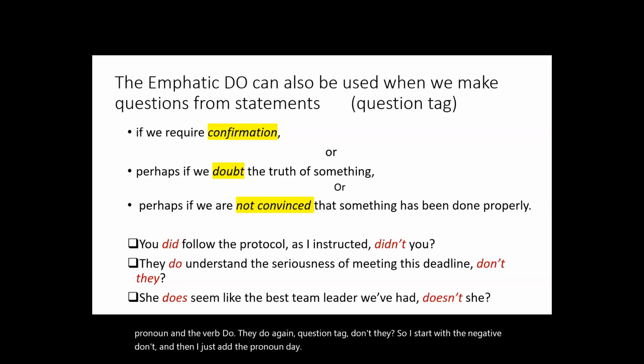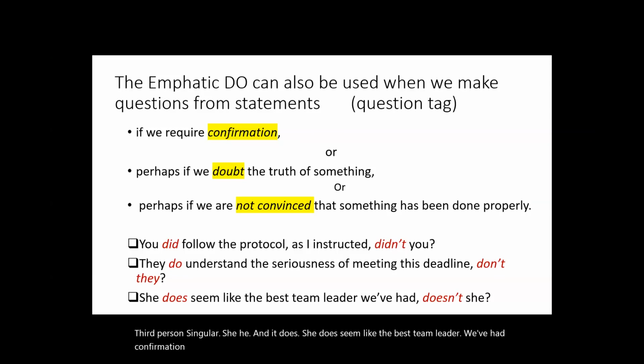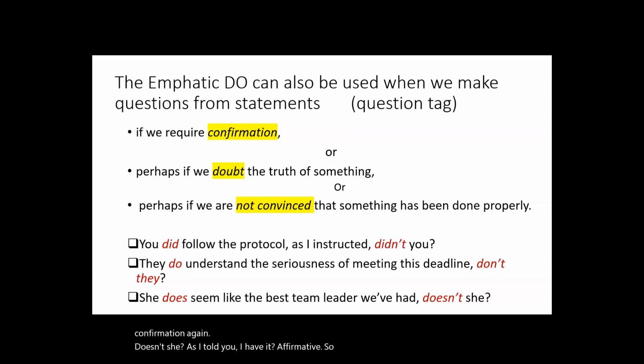She does seem, have a look at here, does. When do I use it? I use does with the third person singular, she, he, and it. She does seem like the best team leader we've had. Confirmation again. Doesn't she? As I told you, I have it affirmative, so I change it into negative, doesn't, and then she.